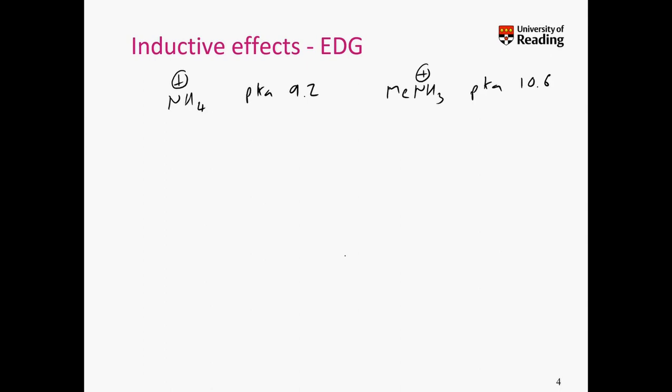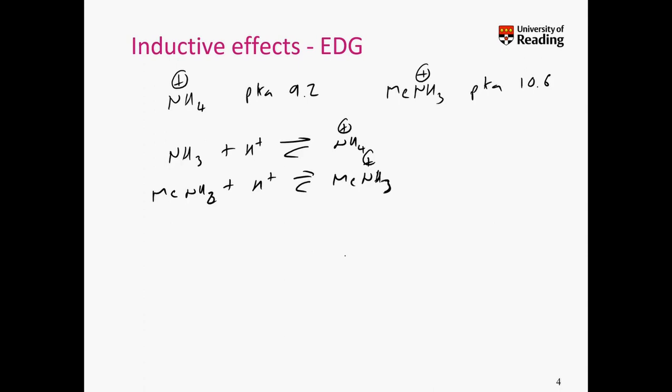So what does this mean? Just think about what we're actually saying: we have NH3, we add a proton, and that gives us our NH4+, or we would have MeNH2 plus a proton giving us the methyl NH3+. Let me draw that out a little better. Okay, so that's what we're talking about. What our pKa value tells us is that the methyl NH2 is a better base than NH3.